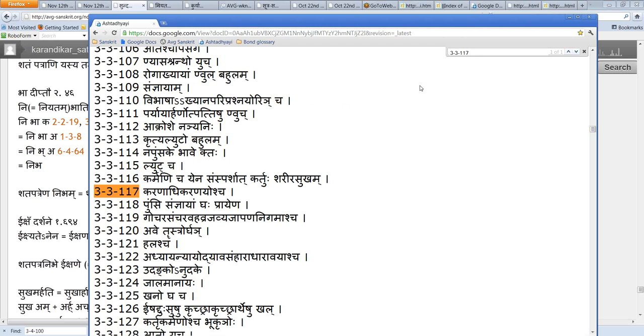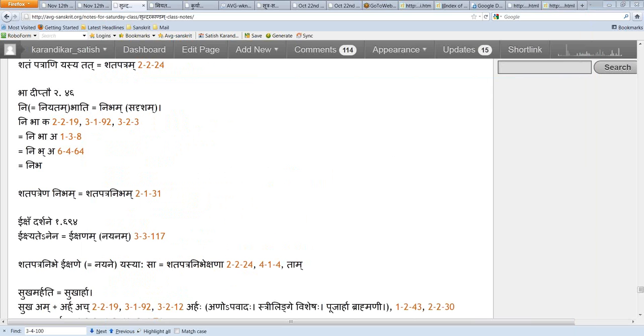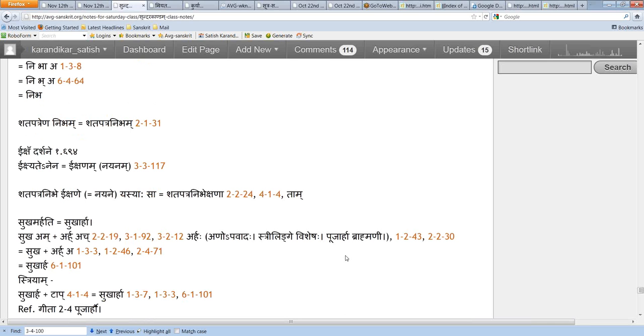So which is an eye, that by which you see is an eye. So that's 3.3.117. And then finally make it Shatapatra Nibhekshanam, Shatapatra Nibhe Ikshane Nayane Yasya Sa. Here this is a Bahuvrihi compound and Ajadyata stop on top of it.